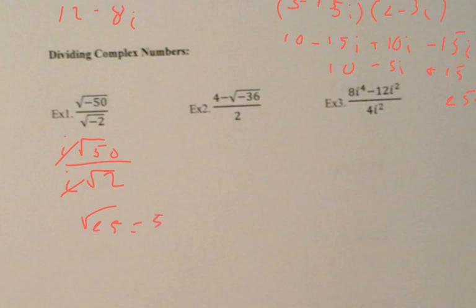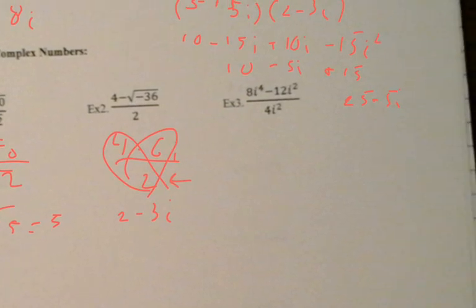Alright, so we have in example 2, 4 minus 6i over 2. Make our little heart here, and you're left with 2 minus 3i, because remember, this number, the denominator has to go into everything in the numerator, otherwise you can't reduce.